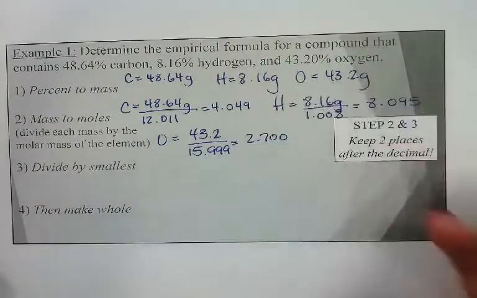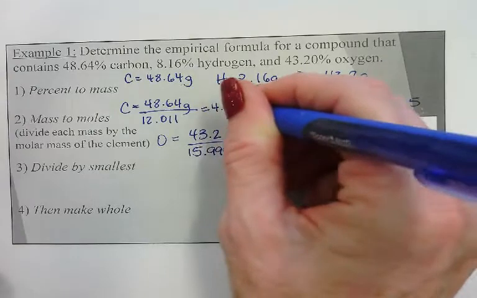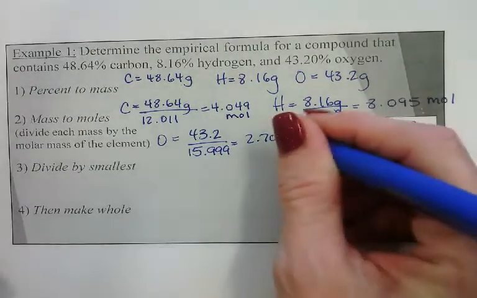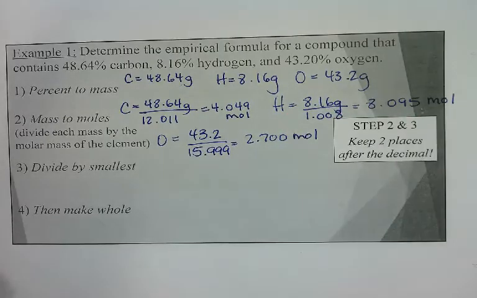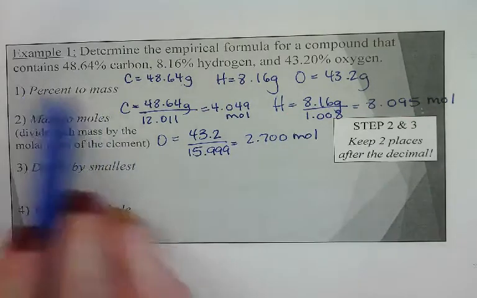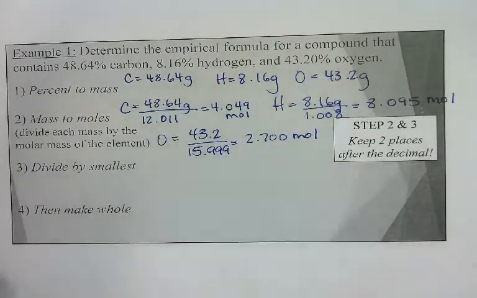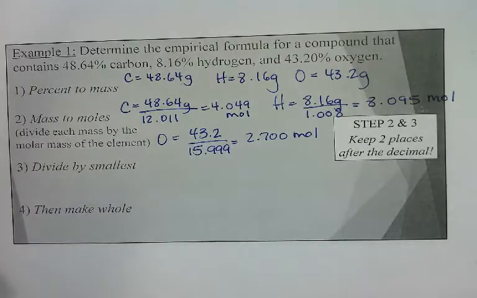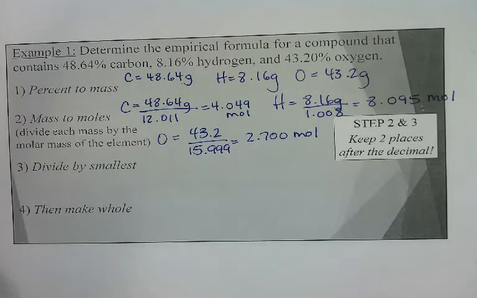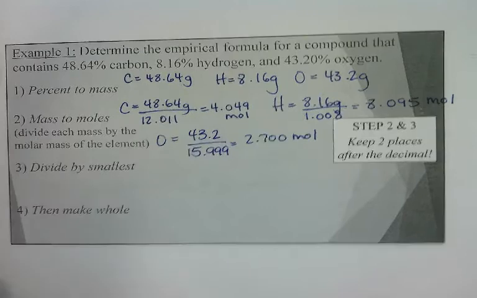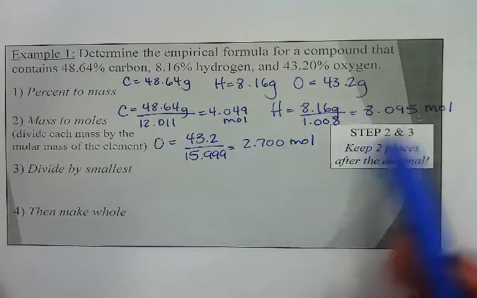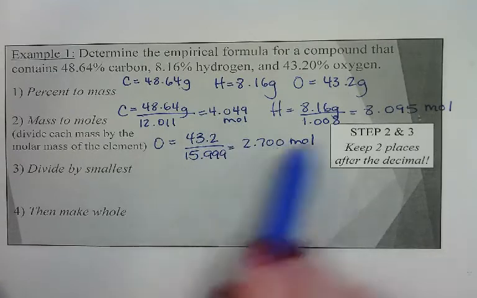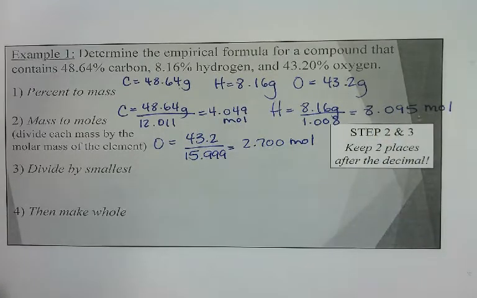Okay, what we've just calculated are moles. So that's the moles of carbon. This is moles of hydrogen. This is moles of oxygen. So let's review. We did percent to mass, mass to moles, divide by smallest. Okay, that's a literal statement. Divide by the smallest one. Which one of these is the smallest number? Right, that one. So I'm going to divide each one of these by the smallest mole amount.